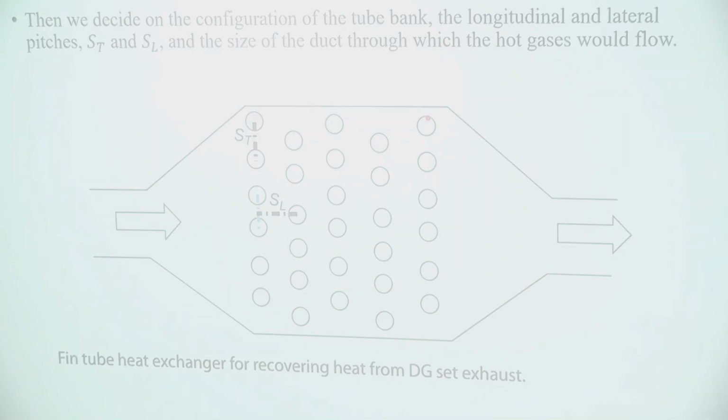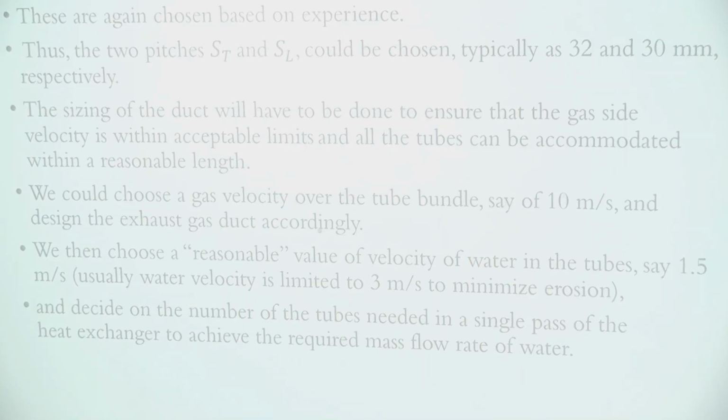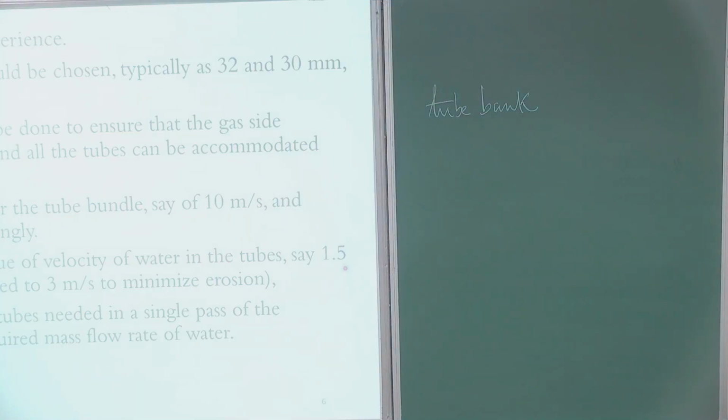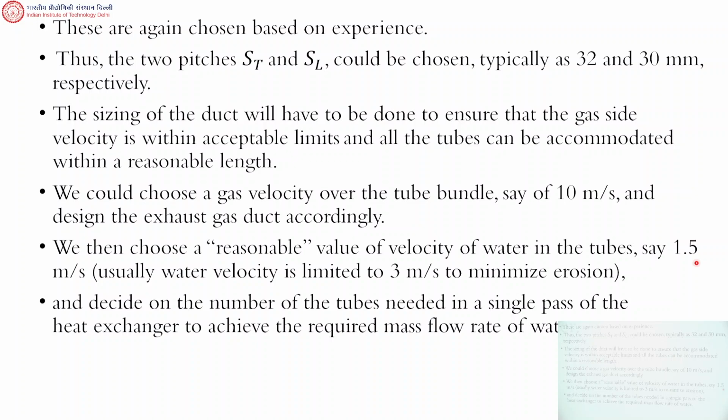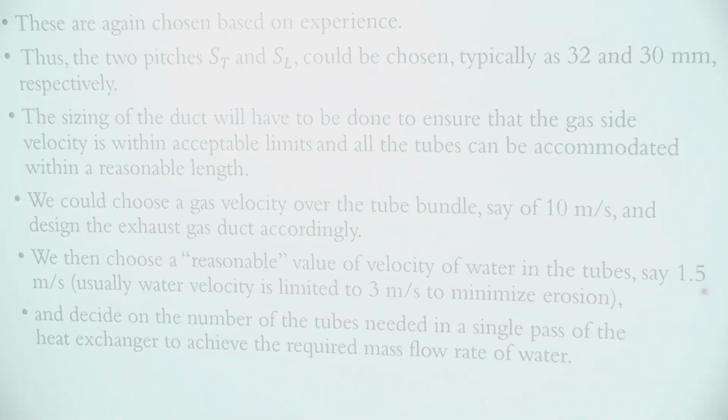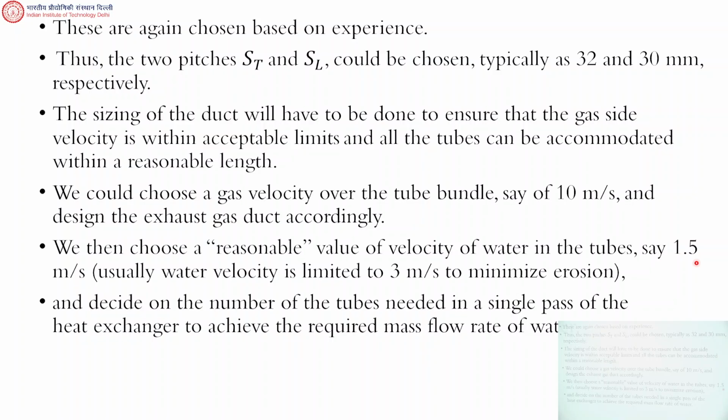Now, let's say the gas velocity over the tube bundle is 10 meter per second. Okay, and this is the gas velocity, and the water velocity, let's say, is about 1.5 meter per second. Again, these are chosen from experience. Now, usually the water velocity is limited to 3 meter per second to minimize erosion. Because if you have water velocity which is too high, then the tube inside surface can get eroded. Okay, so these are the kind of considerations that you have.